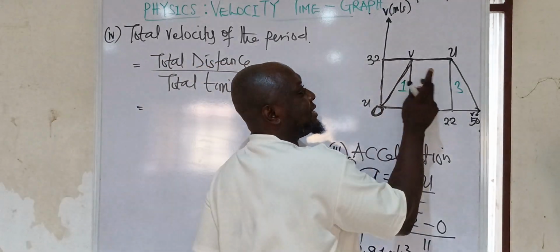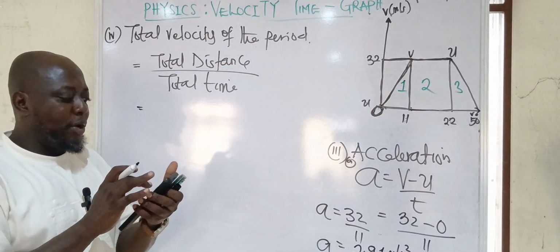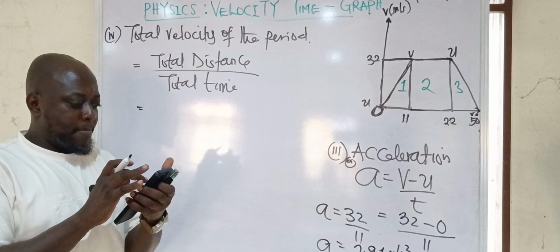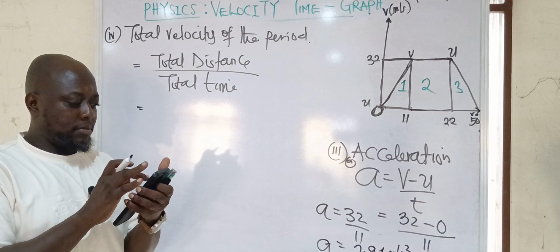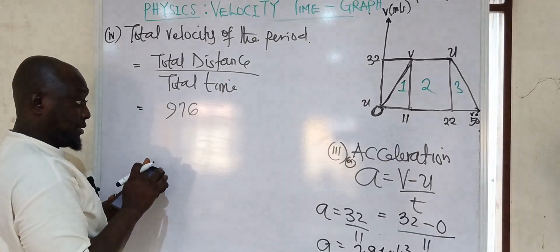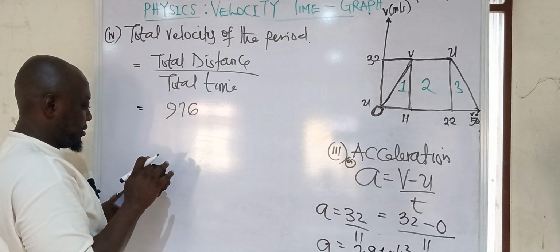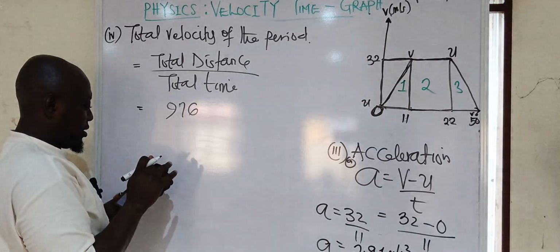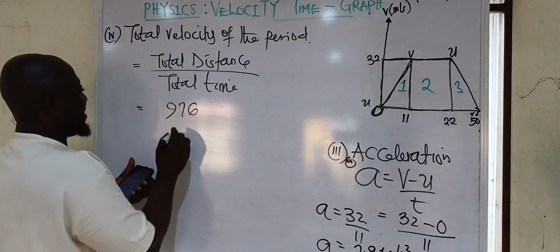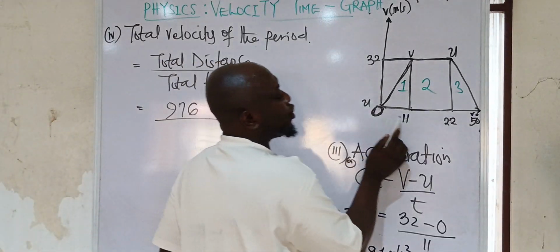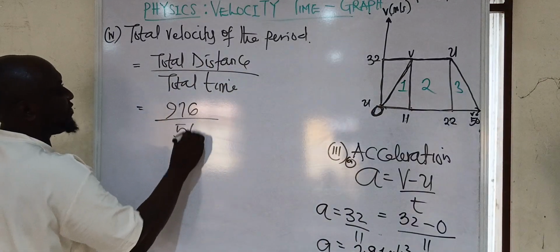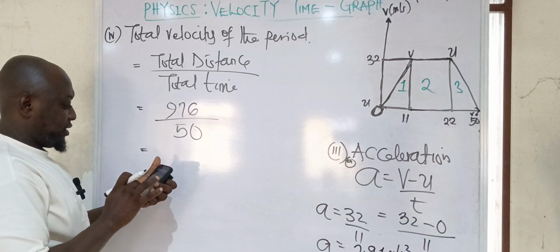When we calculated all the diagram, we had a quick answer there, which was given to us as 976, where we added all of the values. Yeah, that's the total distance. Now, the total time is the addition of all of this. They said the total motion from here to here had a total time of 50. So total time here is 50.